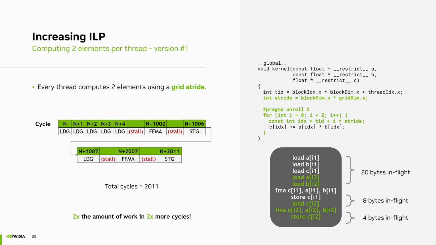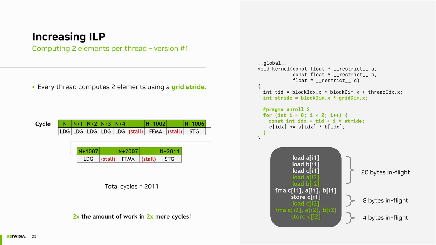Now let's say we increase ILP in this kernel by computing more elements per thread. So we are trying to compute 2 elements per thread in this particular case. And the way we do it is by looping over a grid stride. If we compile this code and see what it looks like, we will see that not all of the loads seem to be independent.